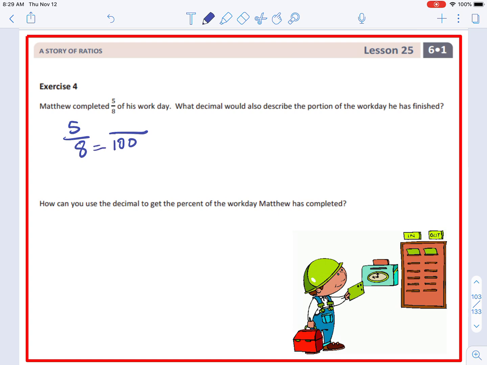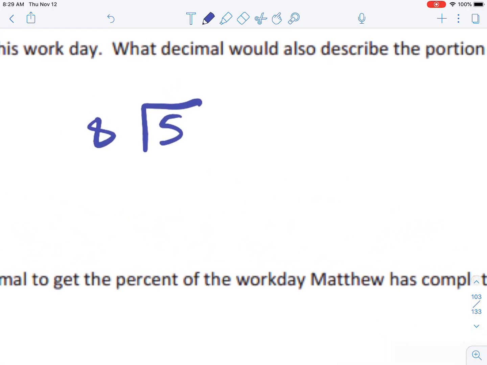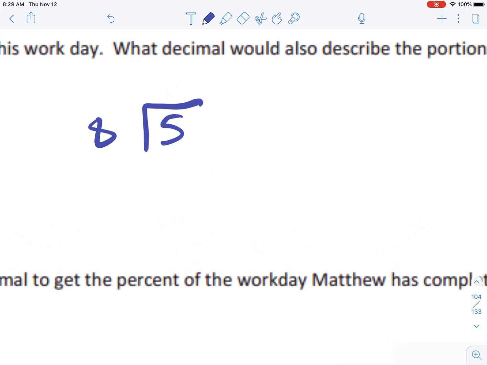8 does not go into 100 evenly, so we cannot do that. Okay? What we have to do in situations where the denominator does not go into 100 is divide. This fraction turns into a division problem. Okay, so we're going to divide 5 by 8. So I have this, and I know that 8 is bigger than 5, so I'm going to have to add a decimal, and I'm going to add 2 zeros to begin with. We might need more. Okay, I'm going to bring my decimal straight up and add a 0 because 8 does not go into 5. And then now we can divide.